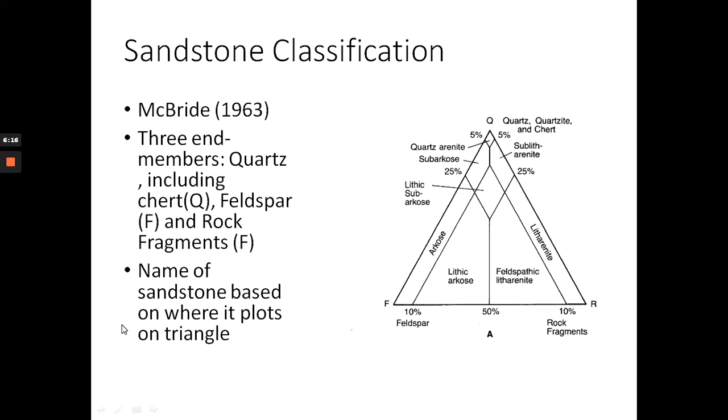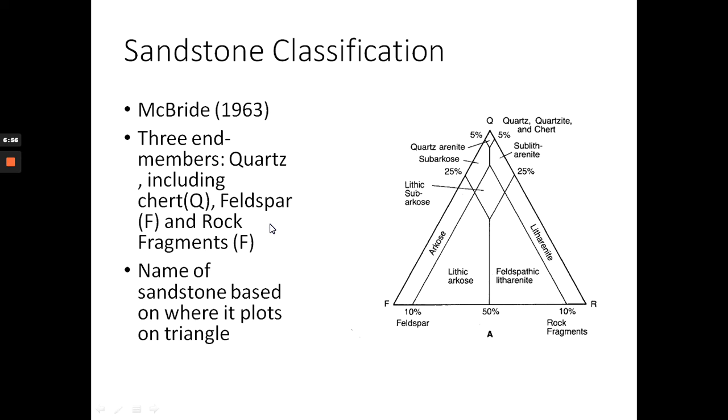So the name of the sandstone is based on where it plots on the diagram. So let's say in your sandstone thin section, you only see quartz grains, nothing else. So 100% quartz grain. It's going to be a quartz arenite, we call it. So quartz and arenite. Arenite means sand, sandstone. You've heard arena, right? When you have these battles in an arena, the floor is made up of sand. So we call it arenite.